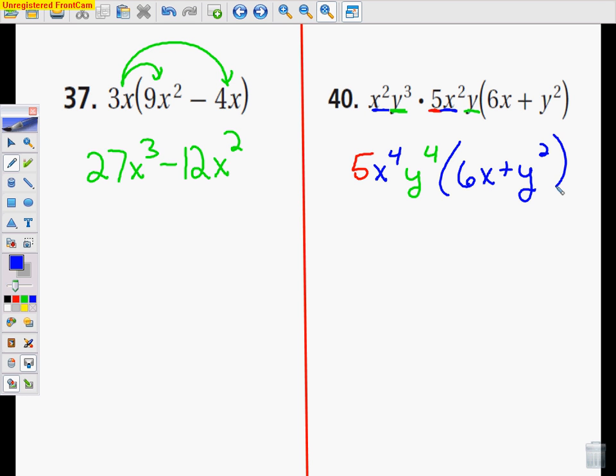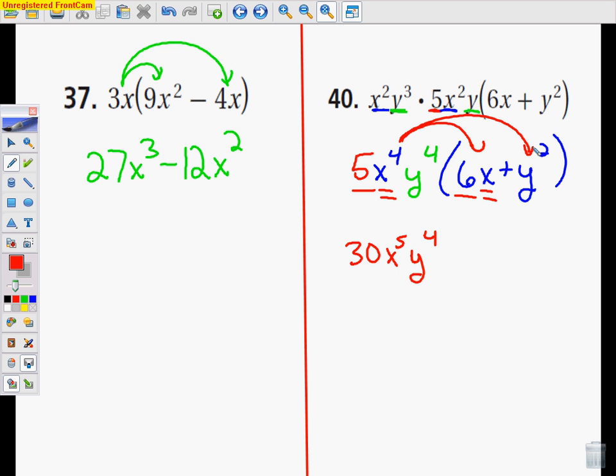All right, now the problem actually looks similar to number 37. We're just going to take this monomial and we're going to distribute it into the parentheses. Okay? So, if we were to do that and distribute, so let's multiply the coefficients together. 5 times 6, that's 30. X to the fourth times x, that's x to the fifth. And there is no y in the first term here, so we're just going to keep that as y to the fourth. Then we'll distribute to the second thing in that binomial.